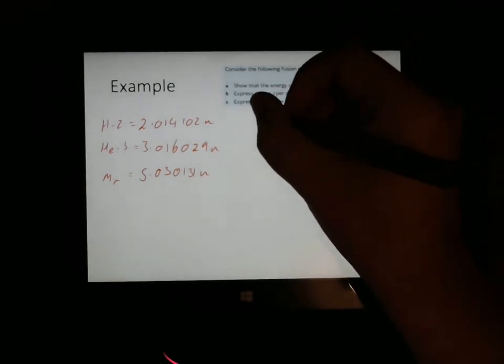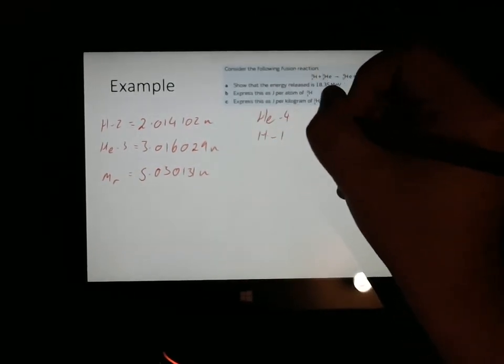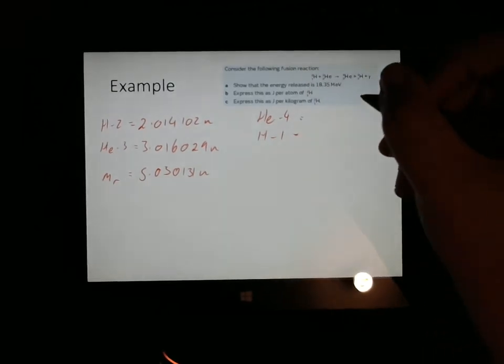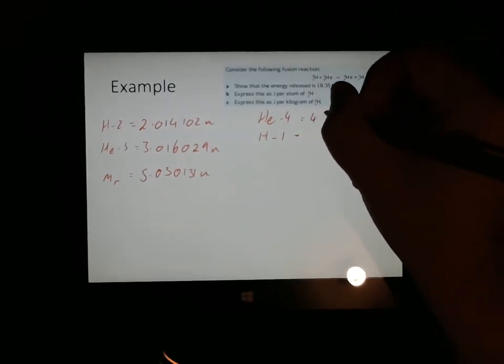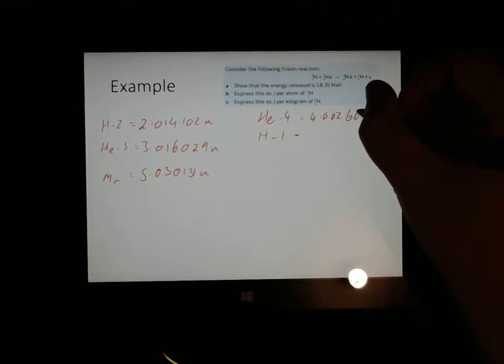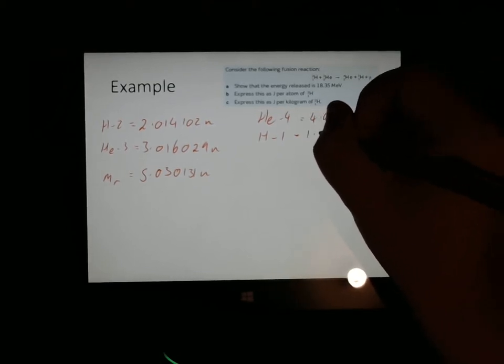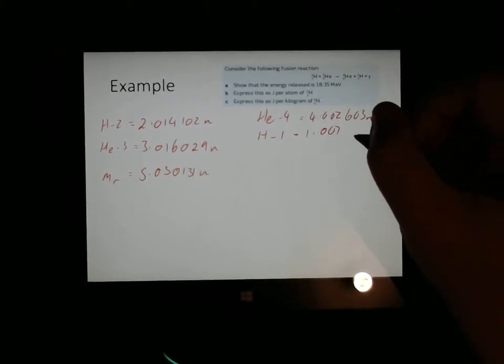So, He4 and H1. He4 is equal to 4.002603, and H1 is equal to, because it's just a single proton, 1.007825.